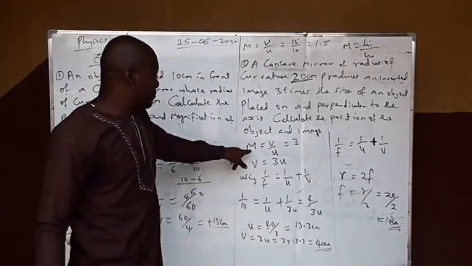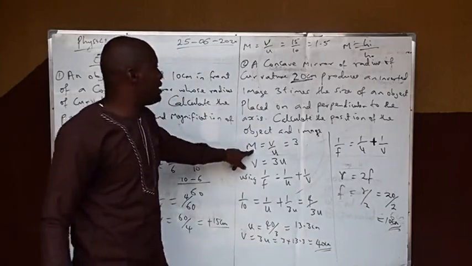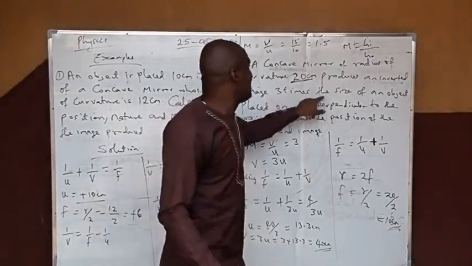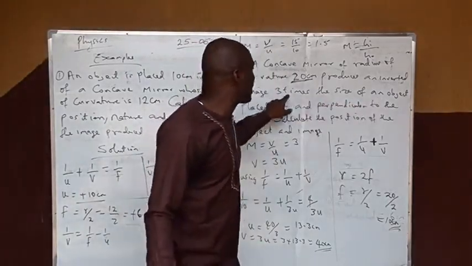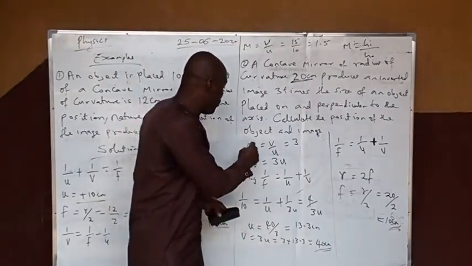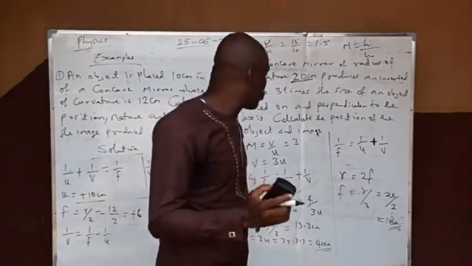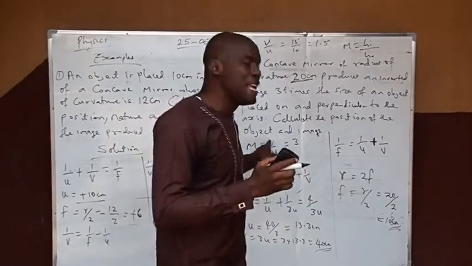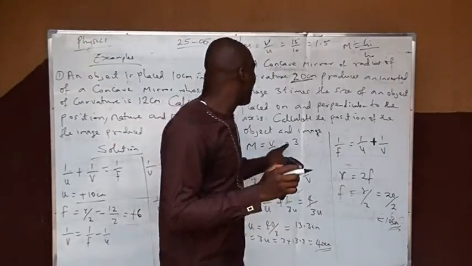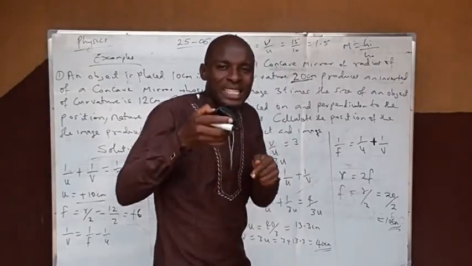So, using our magnification method, since we are told that the image is 3 times the size of the object. Image is 3 times the size of the object. If we use our magnification method, which is M is equal to V over U. What did I say M represents? M represents magnification. V represents image distance. And U represents object distance.